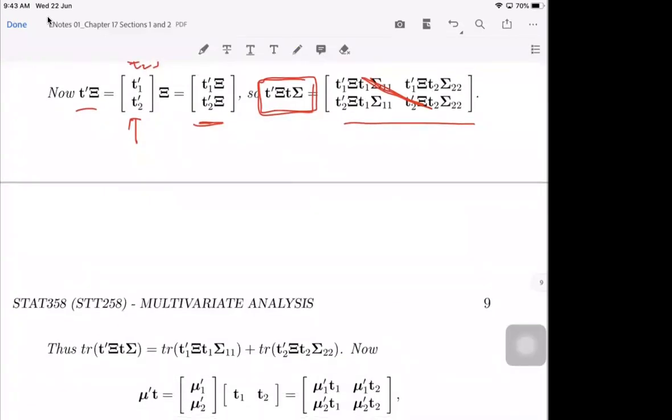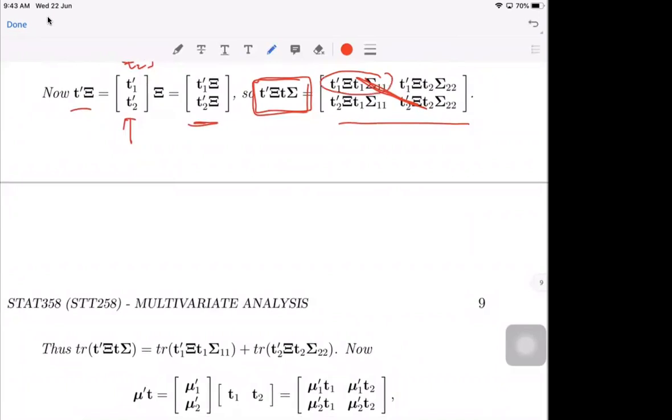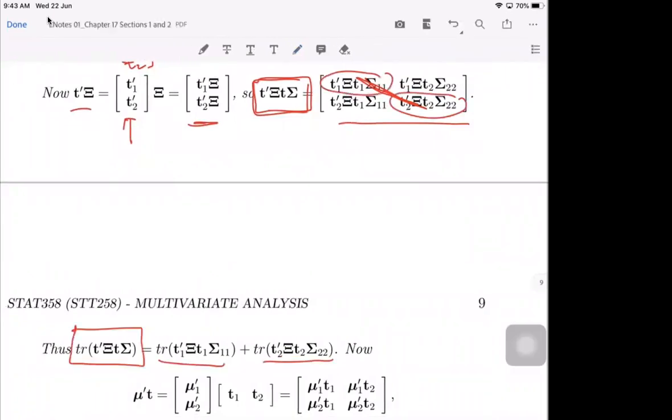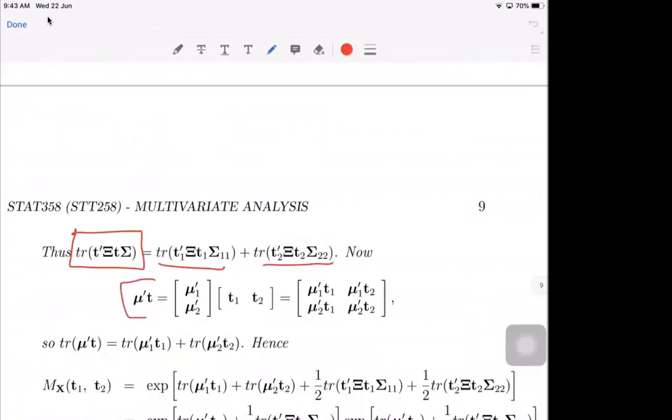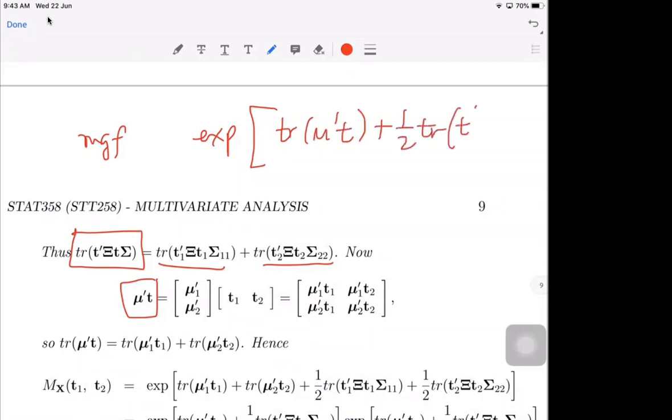So it's just the sum of the trace of this and the trace of this. So you have this. The trace of this will be equal to the sum of that. And then you also look at your mu prime t. You always look back at this definition, no? That the moment generating function will be the exponential for a normal, no? The trace of mu hat t plus 1/2 the trace of t prime psi t sigma.